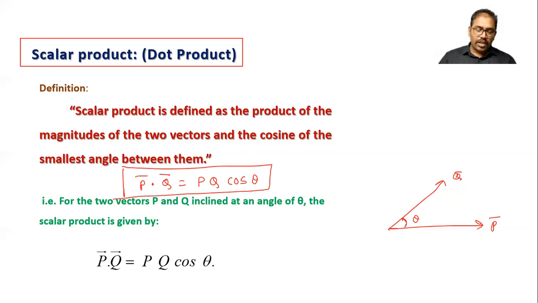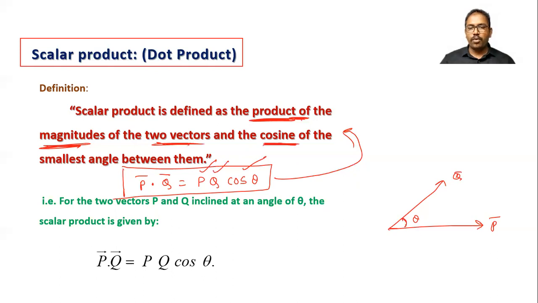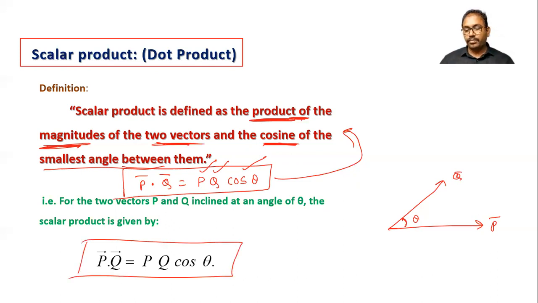So this formula you have to write in words. It is defined as the product of magnitudes of two vectors and the cosine of the smallest angle between them, and it is called the scalar product. The full form of cos is cosine. So you remember what the scalar product is. Now we can write it this way. The same I have written here.